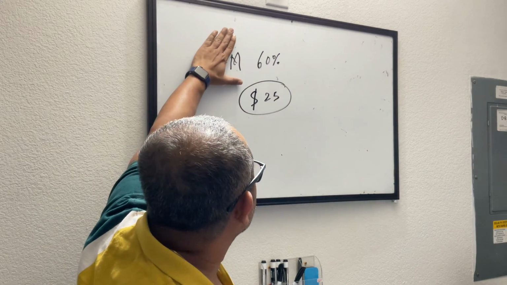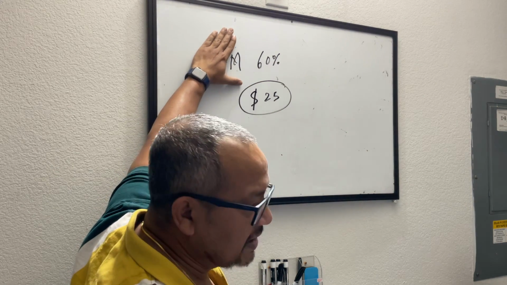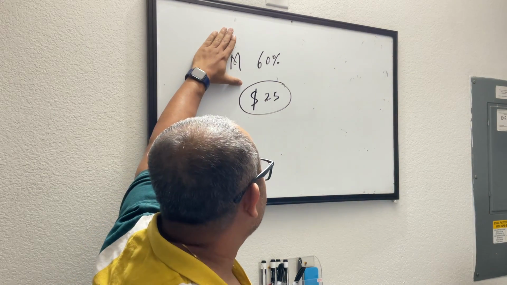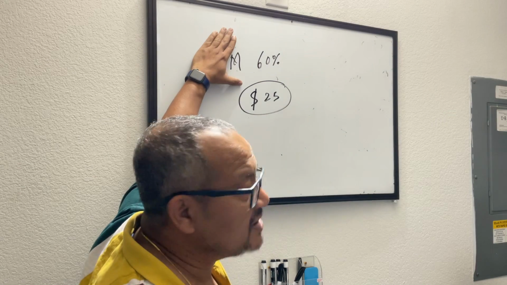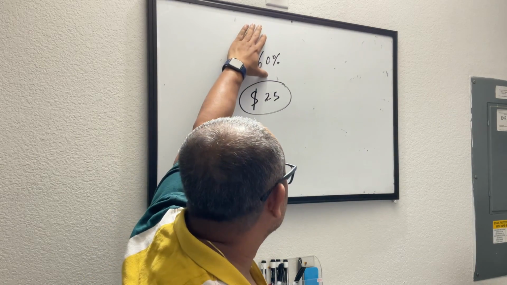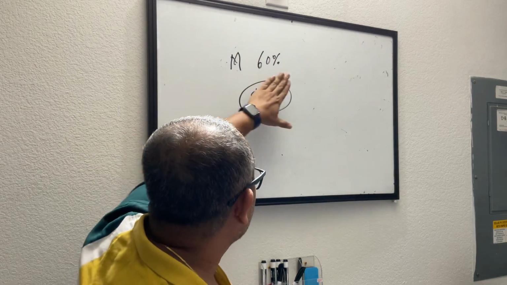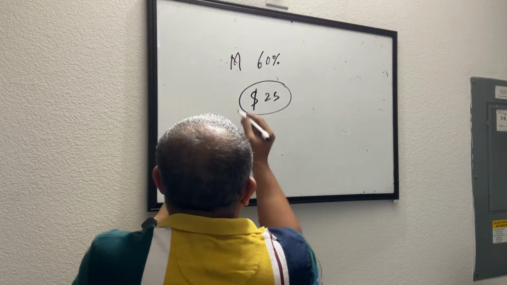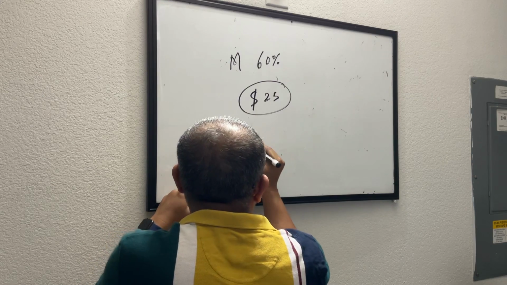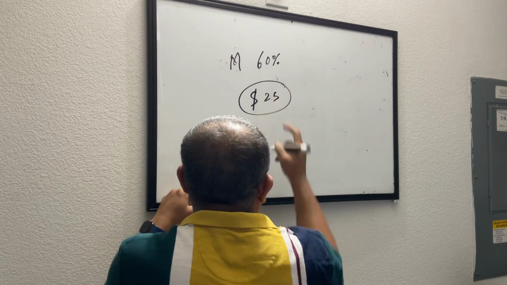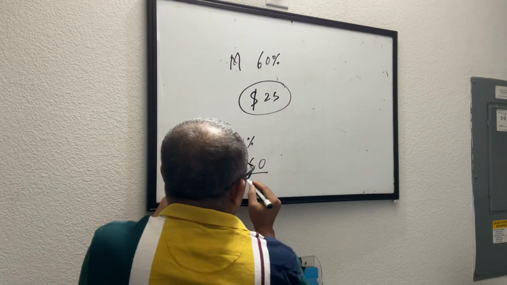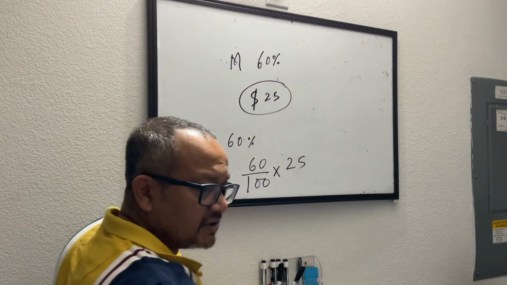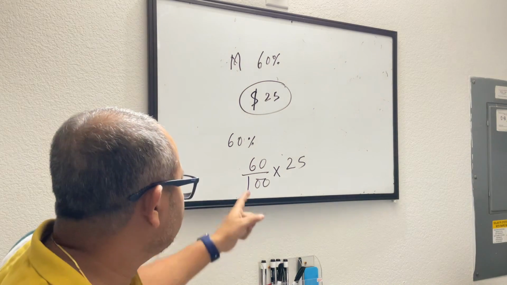So again, the question says Matthew and Luke ran a lemonade stand on a Saturday, and the agreement between them is that Matthew will get 60% of the profit. They made $25 profit, so how much will Matthew get? The deal is simple, right? Matthew will get 60% of the profit. That's it. So we have to calculate this way.